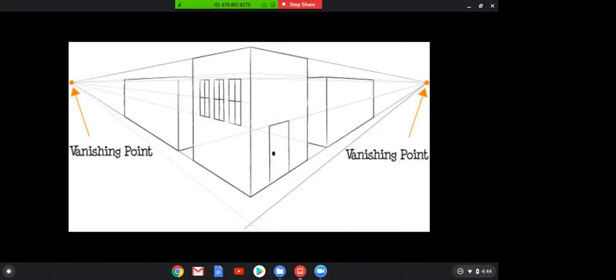Does anyone have questions about this diagram, about 2-point perspective? We haven't talked about it, and maybe we won't talk about it for a little while. We'll do some other things in the meantime.